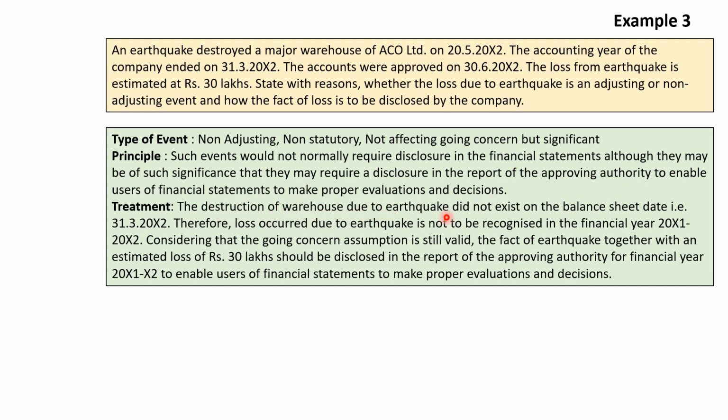Destruction of warehouse due to earthquake did not exist on the balance sheet date. Therefore, loss occurred due to earthquake is not to be recognized in the financial year 2021-22. Considering that going concern assumption is still valid, there is no need for you to prepare financial statements on liquidation basis. The fact of earthquake together with estimated loss of 30 lakh should be disclosed, but not in the financial statement, not by way of a note to financial statement. It should be shown by way of a disclosure in the report of the approving authority for the financial year 2021-22 to enable the users of the financial statement to make proper evaluation and decisions.